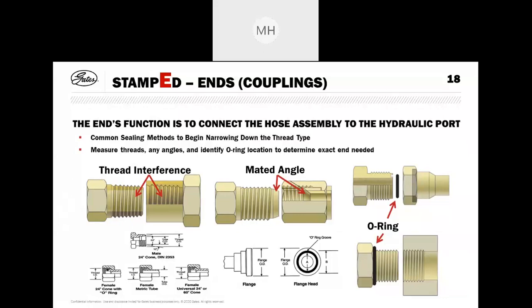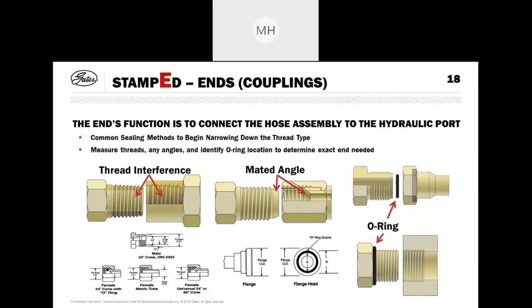to create the seal. The middle image on the top row is what we call a mated angle or a seat mate. So you have a cone, as you can see there, which when screwed together, they meet face to face and create the sealing joint.